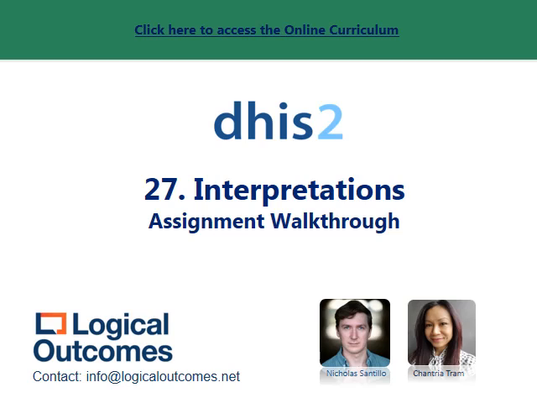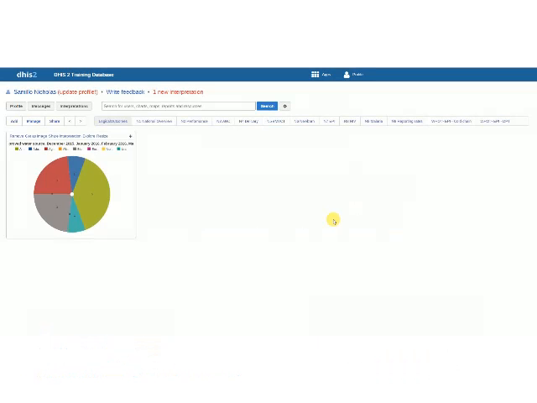Today, Nicholas Santello and I will take you through your assignment walkthrough for assignment 27. Interpretations are one of the most powerful ways you can communicate between other users and amongst user groups in DHIS2. So we'll look at how to receive them, how to give them, and why they're so useful.